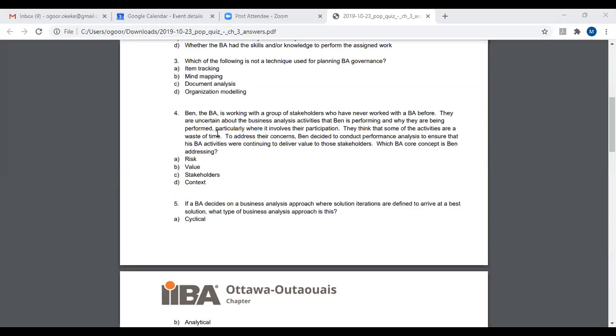Any other opposing or different answer? I agree with the value. Yes. So we'll see at the end then.